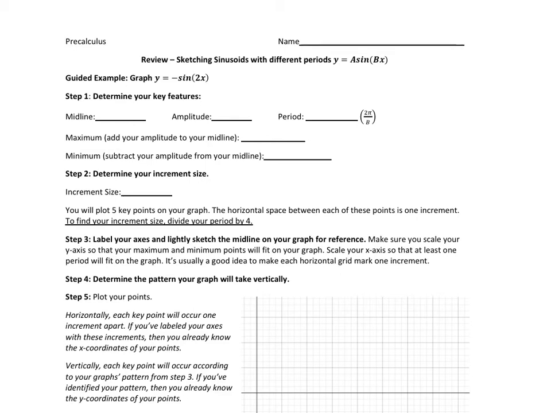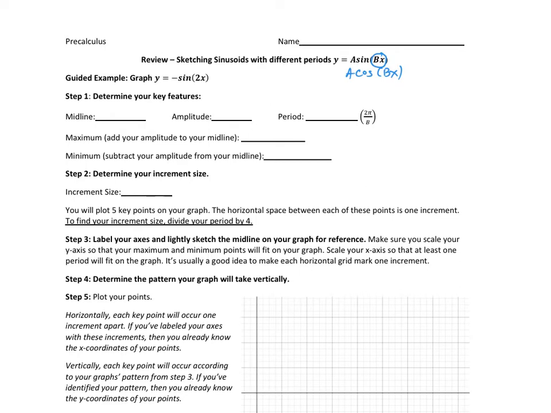In these notes, we're going to review how to graph sine and cosine, or sinusoids, with different periods. What's different in these equations is that now we're going to have a sine bx or a cosine bx, whereas in the past we just had x. So we're going to have a coefficient in front of the x, or the angle. So how are we going to do that?